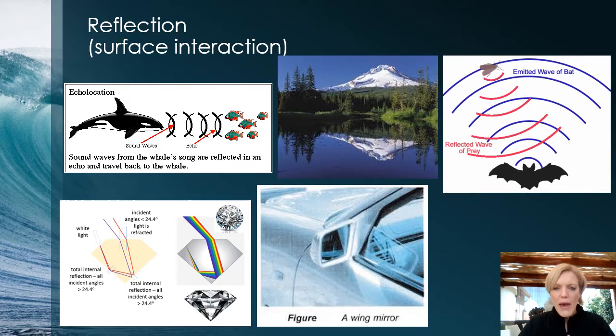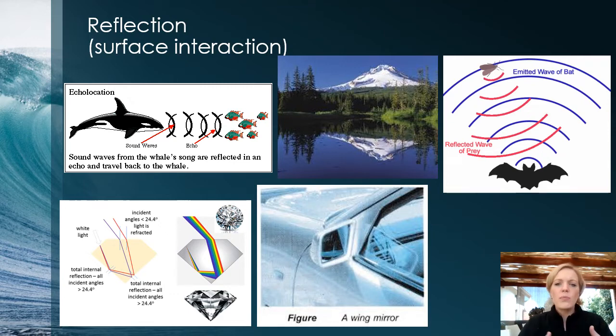Look at the picture of the bat. The bat is transmitting that sound wave, and notice very carefully that the reflected wave is not traveling back in the same direction. It's traveling back at an angle, because it all depends on how that sound wave hits that barrier or surface. In this instance, it's an insect.